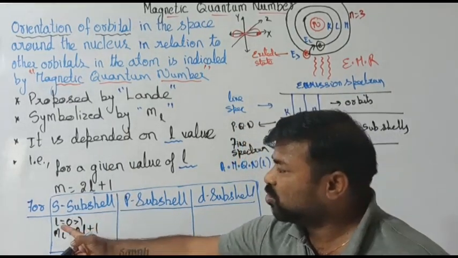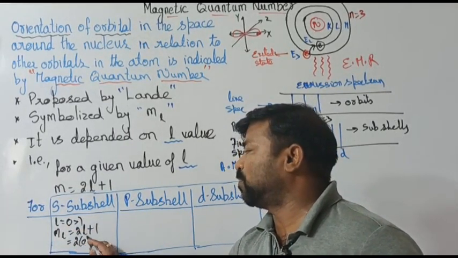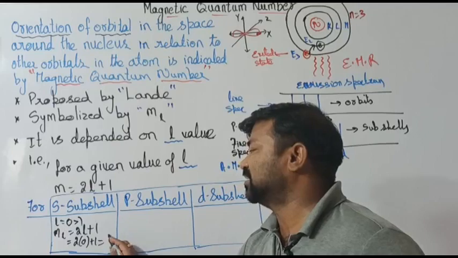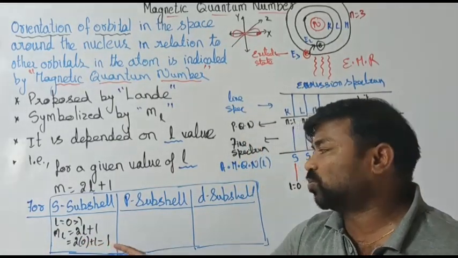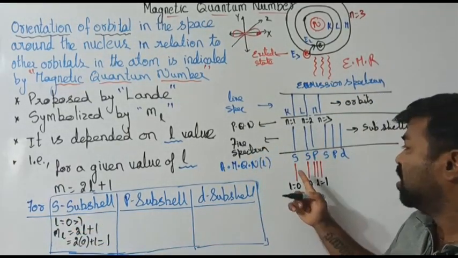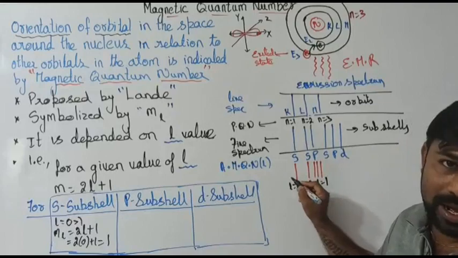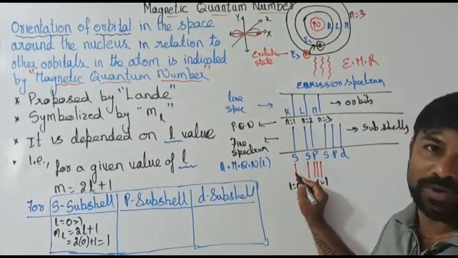Now what is the value of L here? 0. That is 2 into 0 plus 1. 2 times 0 is 0, 0 plus 1 is 1. Now how many ML values do we have? Only 1. That is only one value we are having.